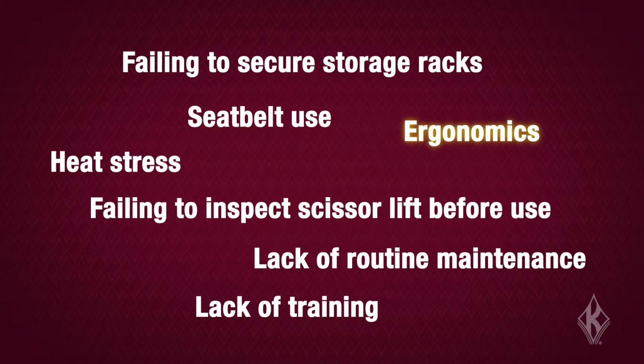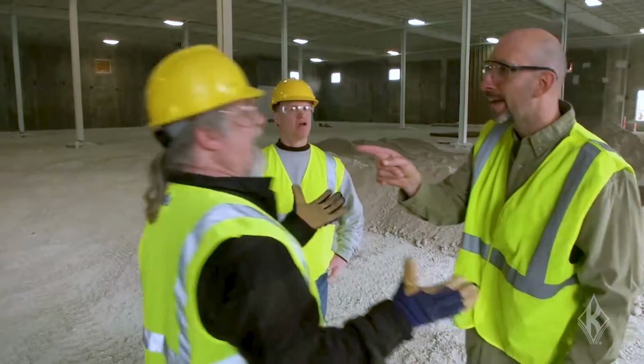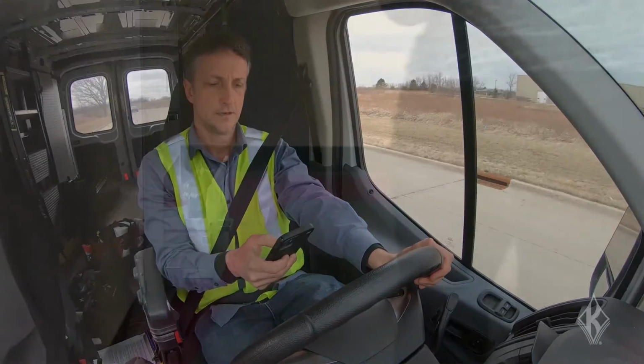They include ergonomics, heat stress, seatbelt use on forklifts, lack of routine maintenance, and lack of training. OSHA also uses the General Duty Clause for combustible dust, workplace violence, and even using a cell phone while driving.